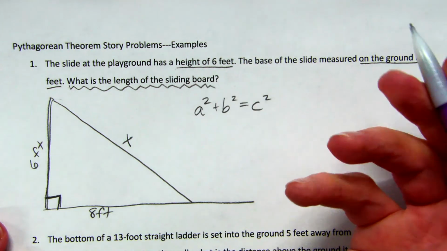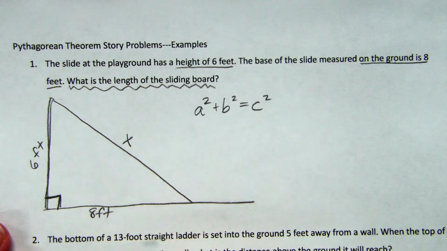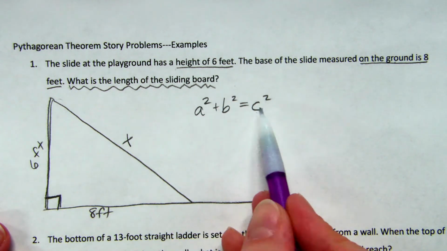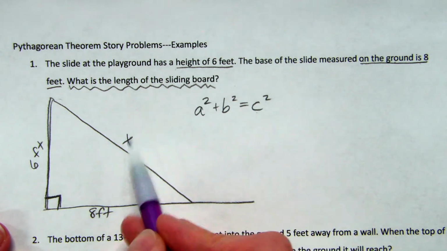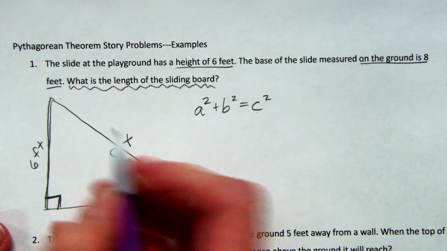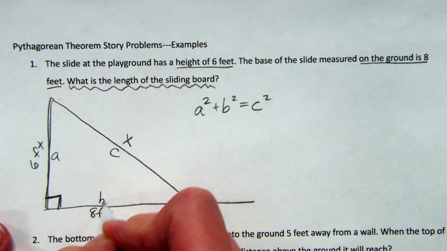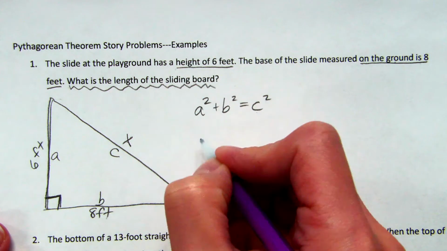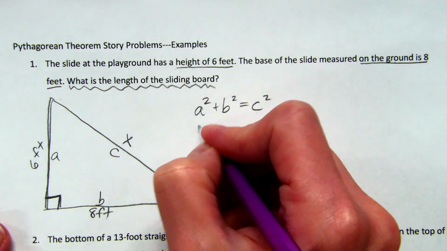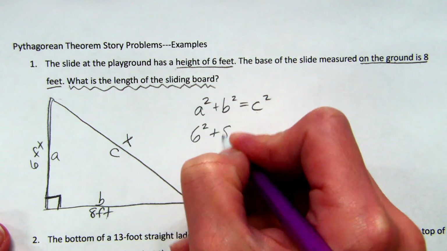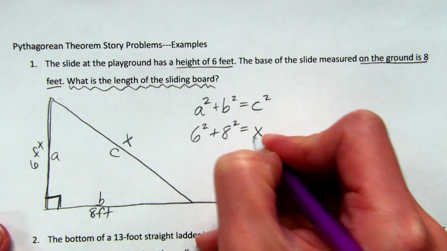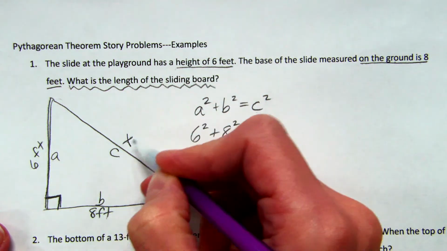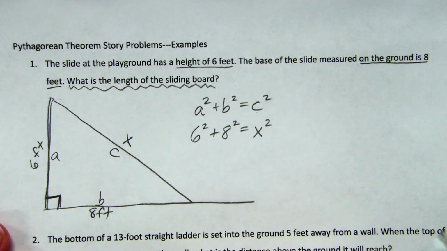So the first thing you do after you set this picture up is decide, where's my hypotenuse? Because the hypotenuse always has to be c, and that's going to be x. So this is c, and then the two legs, a and b, would be the 6 feet and 8 feet. So we're going to put all of that into the equation. 6 squared plus 8 squared equals x squared. Or you could still call it c if you want to, just as long as you have a variable.